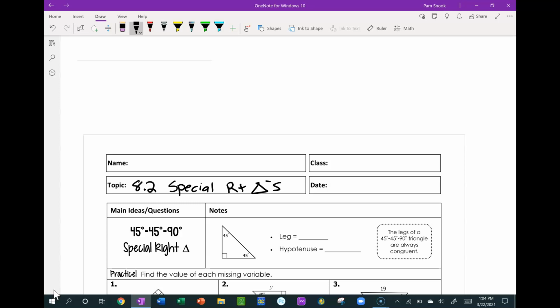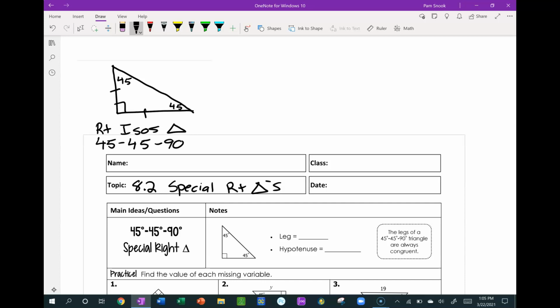Our topic is special right triangles. There are two kinds of special right triangles. The first one looks like this. It's an isosceles triangle, so both legs are the same, which means that both of those angles are 45 degrees. I call it a right isosceles, or you can also see it as 45, 45, 90, referring to the degrees.